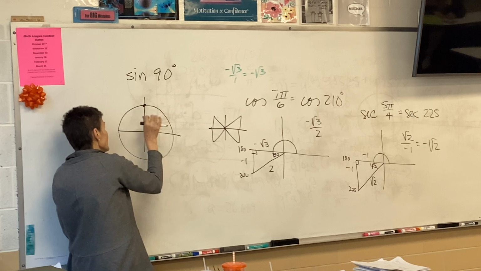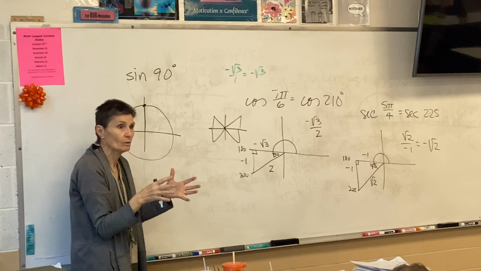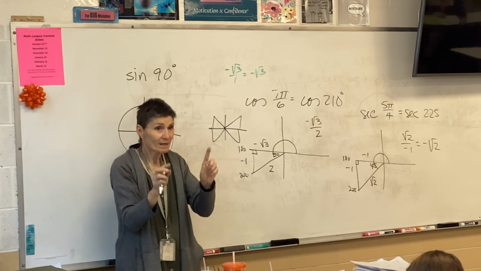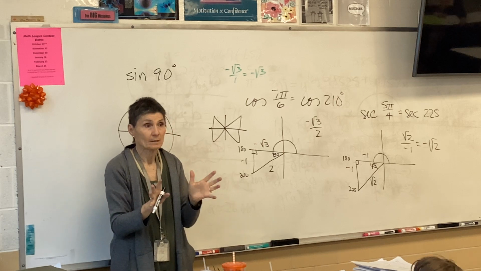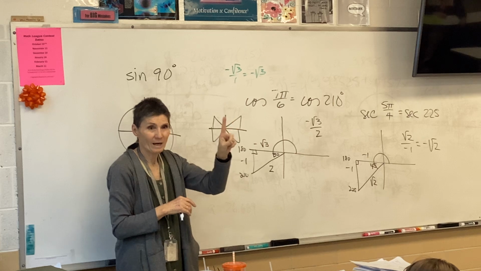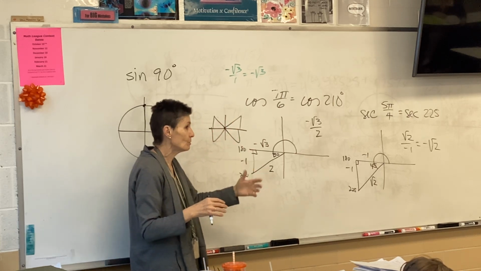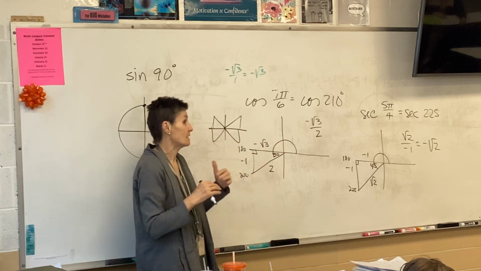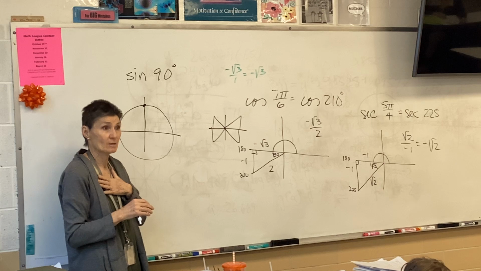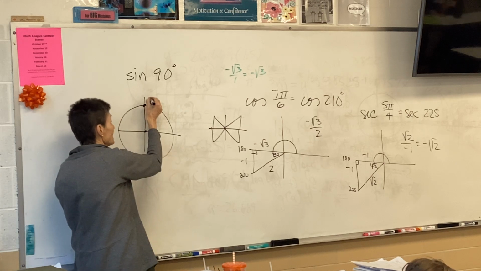I have no idea what that point is because I don't know the radius of my circle. Let me be clear, you can make the radius anything you want it to be. I always make it 1 because that's the easiest possible number. You can make it 2, you can make it root 7, I don't care. It's not going to impact your answer. But I like to use what's called the unit circle, centered at the origin, radius of 1.